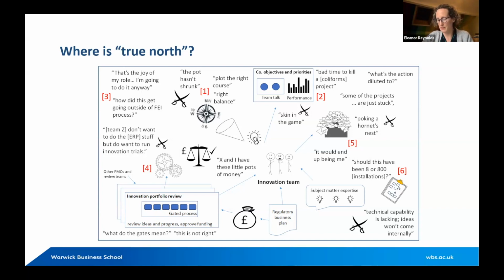Then numbers 5 and 6, we have resource issues, which are perhaps not a surprise, but they were quite emotionally felt. I've got the quote there that someone said, "I'm not going to even ask that team for resource at the moment. It will be like poking a hornet's nest." And then we've also got implementation issues. How well has the situation really been comprehended? Should this have been 8 or 800 installations? The question's still lingering after the project has finished.